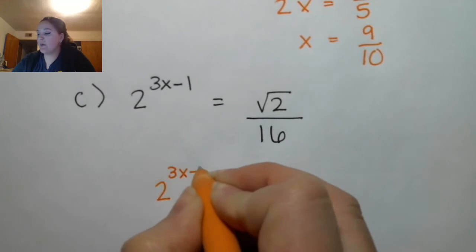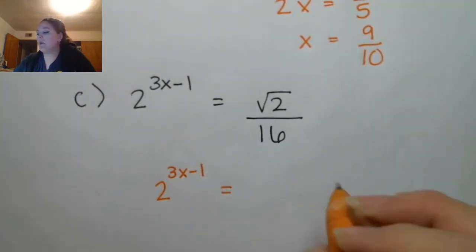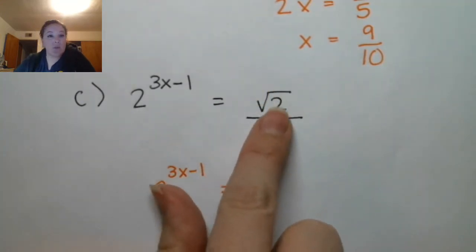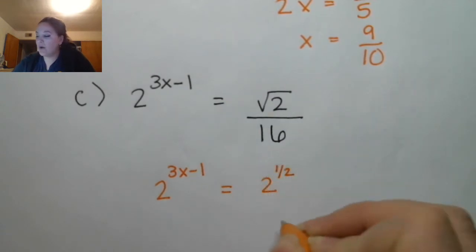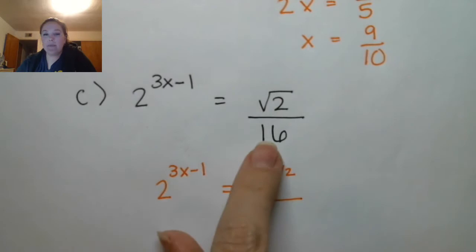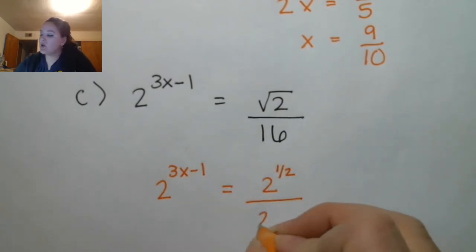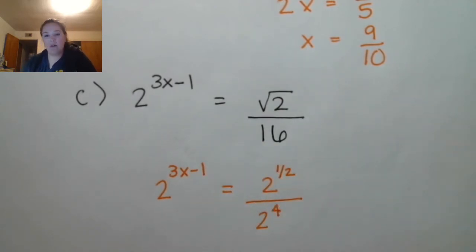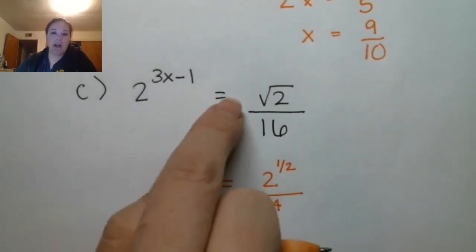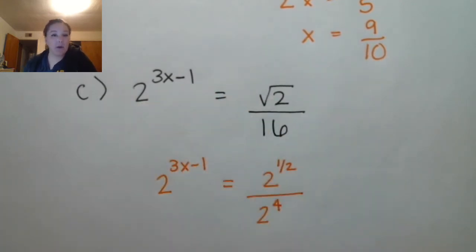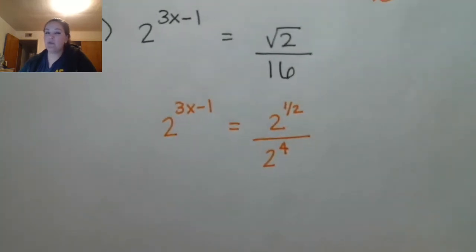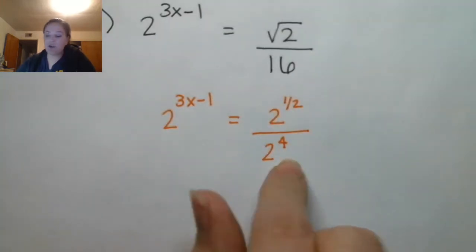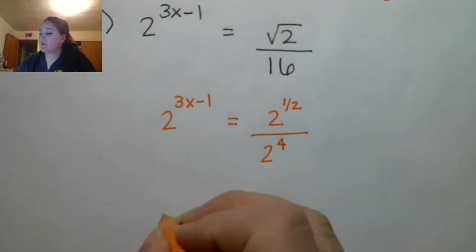So this is already written as a power of 2. Now, the square root of 2 we know is the same as 2 to the 1/2 power. And 16 we know is 2 to the 4th power. So we're just writing everything we see as a power of 2. Then we're going to simplify, and we know that when we have a fraction, we subtract the exponents.